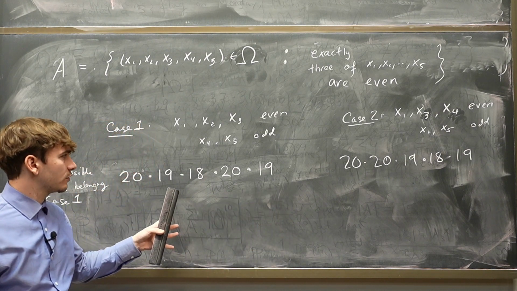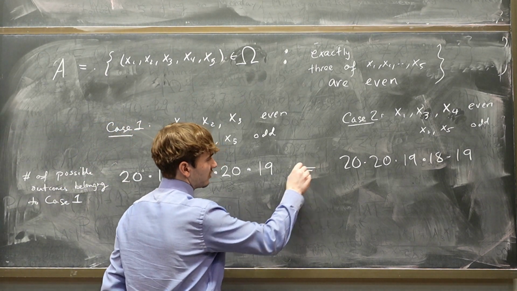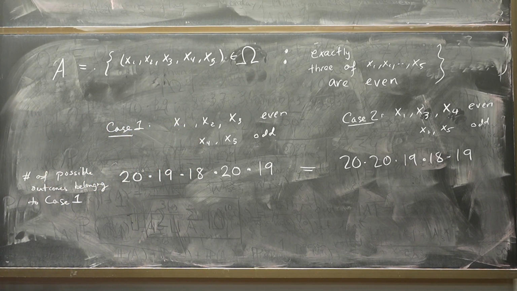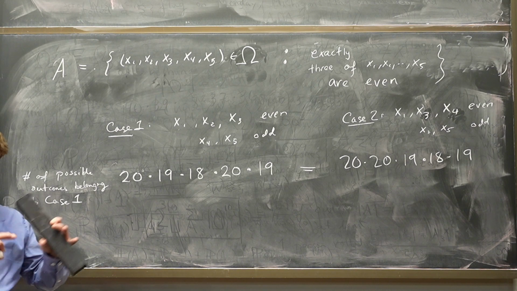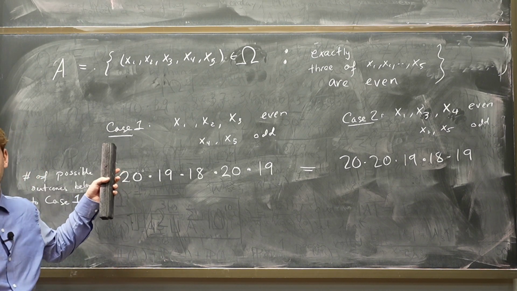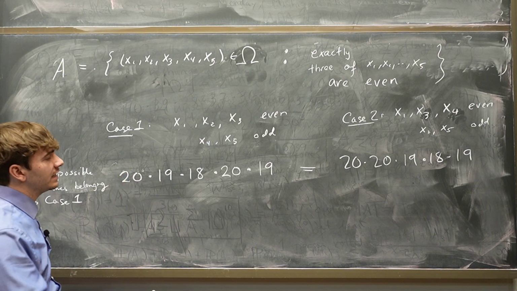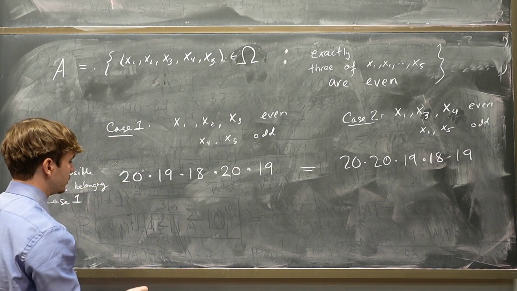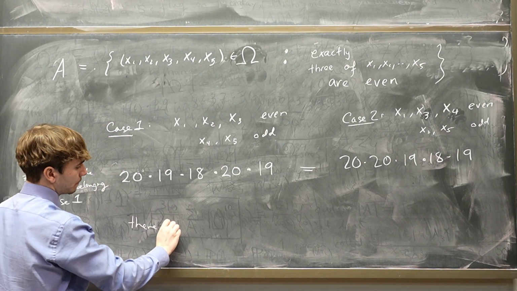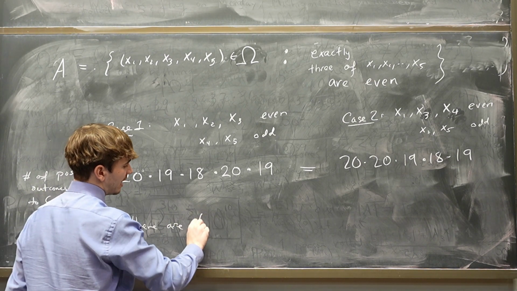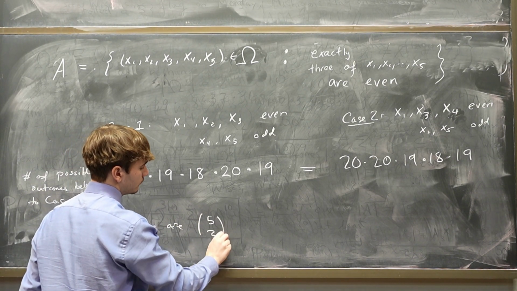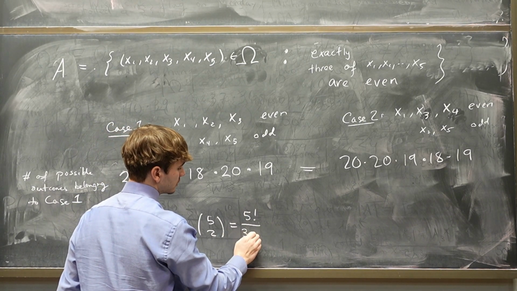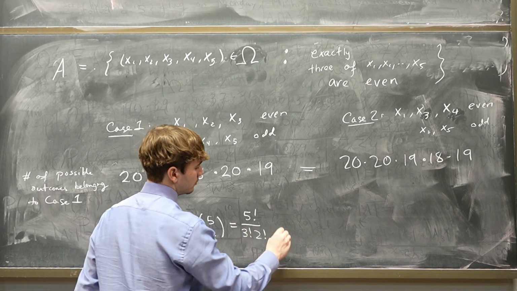Then in either one of these possibilities, I have the same number of outcomes. So therefore, to count the total number of outcomes in all, I just need to determine the number of cases that I can have. And the number of cases is just the number of ways to choose 2 out of 5. Okay, so there are 5 choose 2 cases, which is 5 factorial over 3 factorial times 2 factorial possible cases.